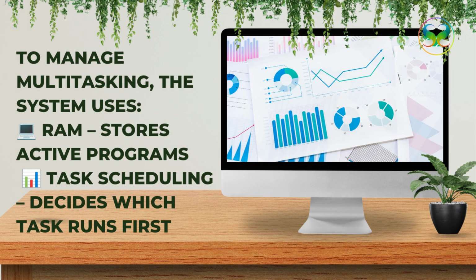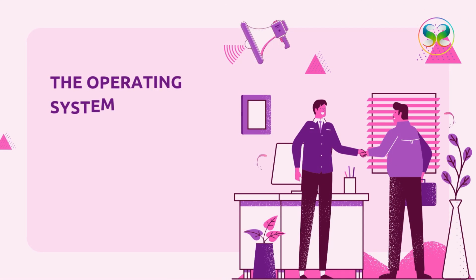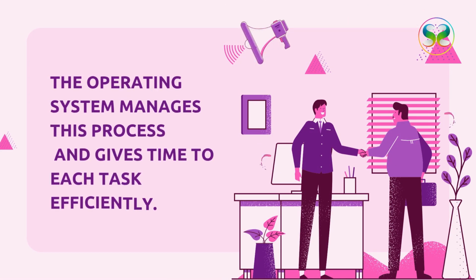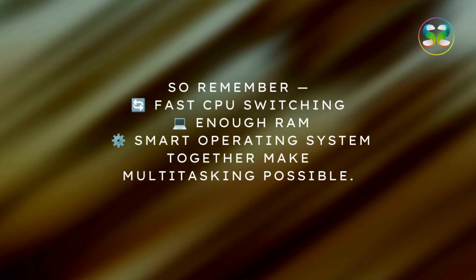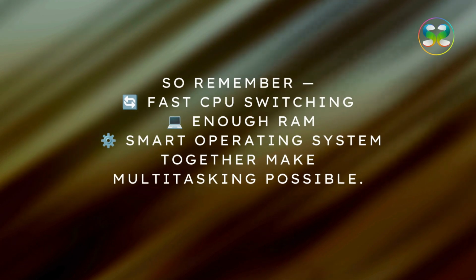To manage multitasking, the system uses RAM, which stores active programs, and task scheduling, which decides which tasks run first. The operating system manages this process and gives time to each task efficiently. So remember, first CPU switching, then RAM, then the smart operating system.